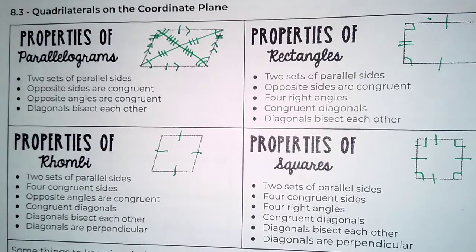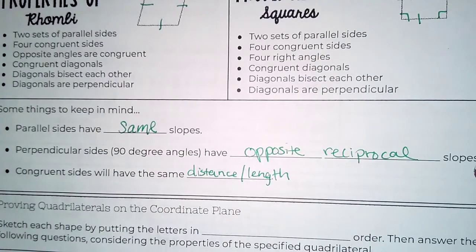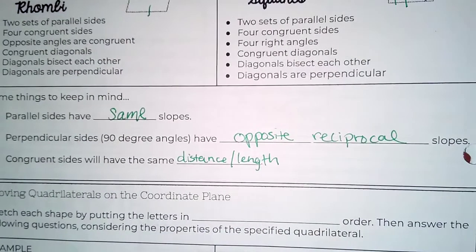So we have all four of these shapes, and we can look at the different properties, and we'll be determining if the given shape, so I'll give you four ordered pairs, if I connect them in order, what kind of shape do they create? So parallel sides will have the same slope, perpendicular will have opposite reciprocal slopes.